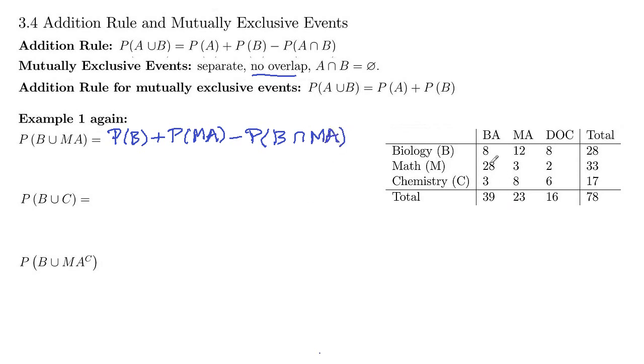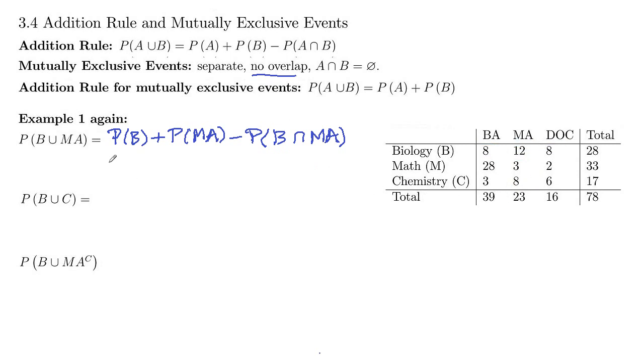So our bio majors are here. There were 28 out of 78, and our MAs were here. There were 23 out of 78, but that 12 got counted twice. One's for the bio majors, one's for the master's degrees. So this is subtracting out the double counting.